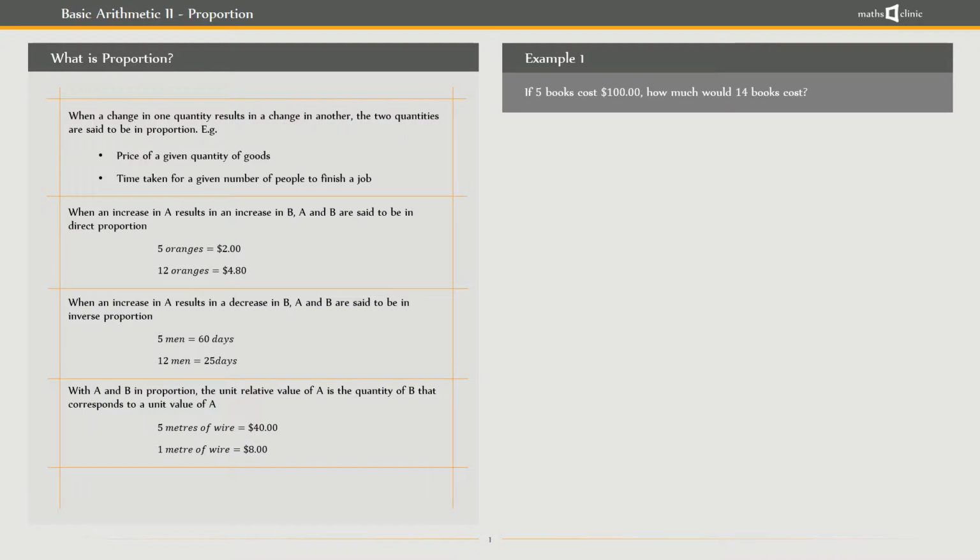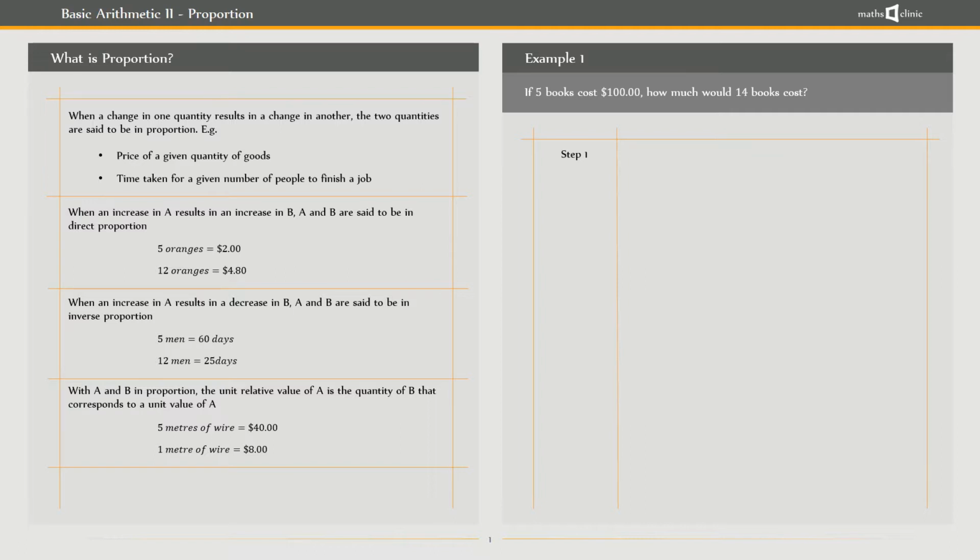So here we have, if 5 books cost $100, how much would 14 books cost? Okay, so the first thing we want to do here, we have two quantities. We have the number of books, and we have price. So we have 5 books costing $100, and then we've been asked how much would 14 books cost.